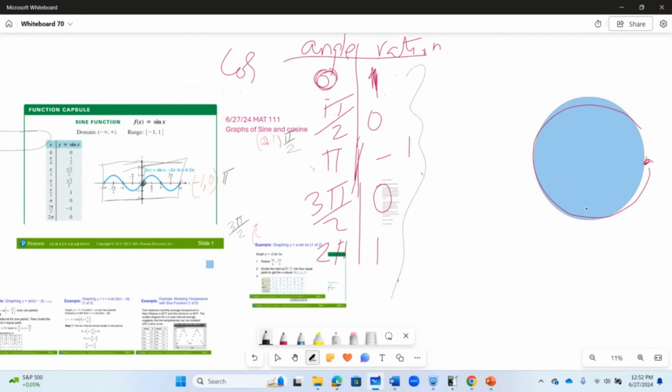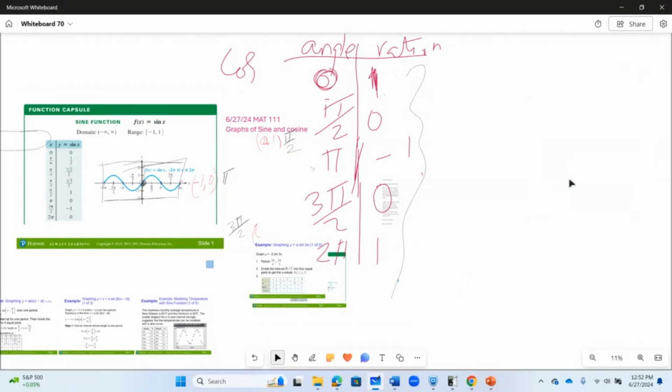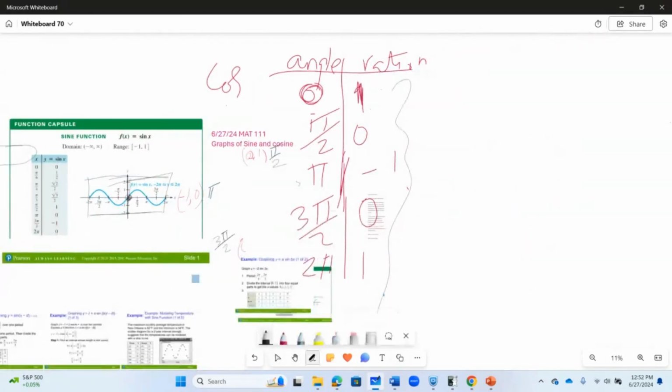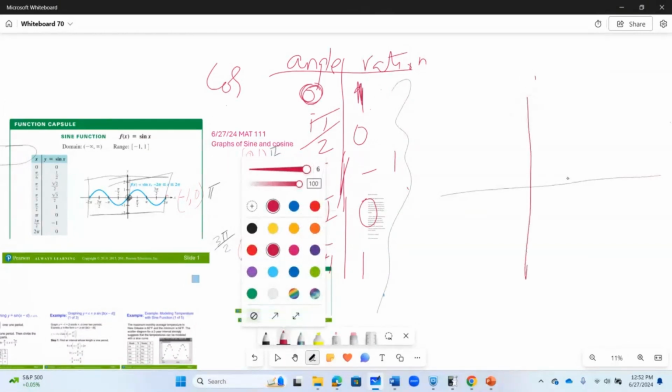Let me draw a sketch by hand. We did it by calculator before, but let's draw a sketch by hand. So I'm just going to draw a line on my right hand side. It's not big enough, but anyway, then I'm going to draw the vertical line. And I want to graph only the right hand side, one revolution or one cycle of cosine.